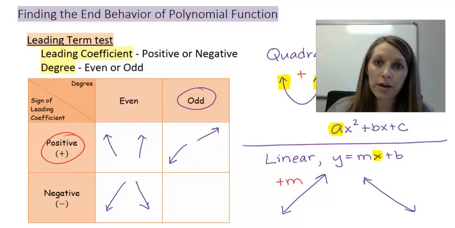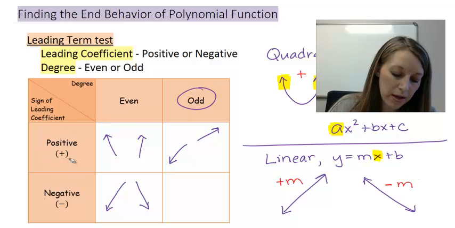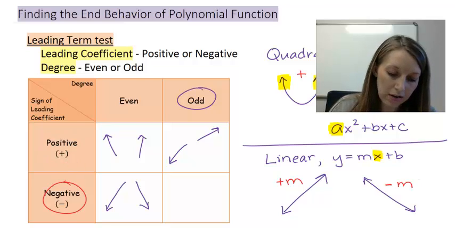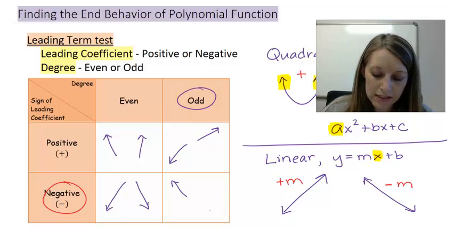If our line is going down from left to right, it's because we have a negative slope or because our leading coefficient is negative. So all negative odds will go up on the left and down on the right.